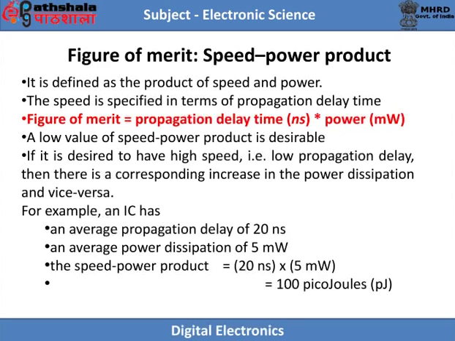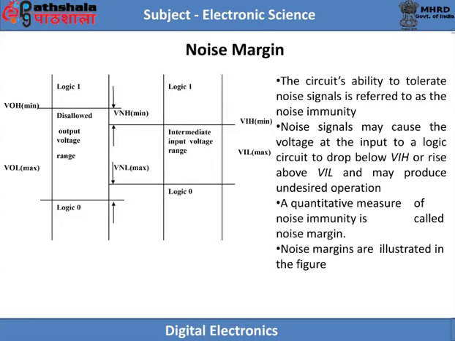parameters. A useful figure of merit used to evaluate different logic families is the speed power product, expressed in picojoules, which is the product of the propagation delay, which is measured in nanoseconds, and the power dissipation per gate, measured in milliwatts. For example, an IC has an average propagation delay of 20 nanoseconds and average power dissipation of 5 milliwatts. So, the speed power product is 100 picojoules.